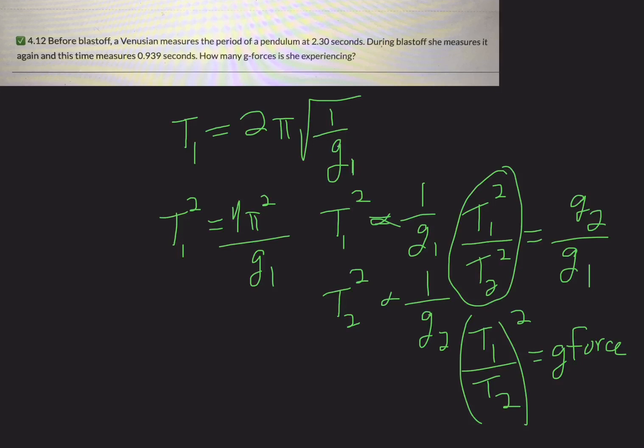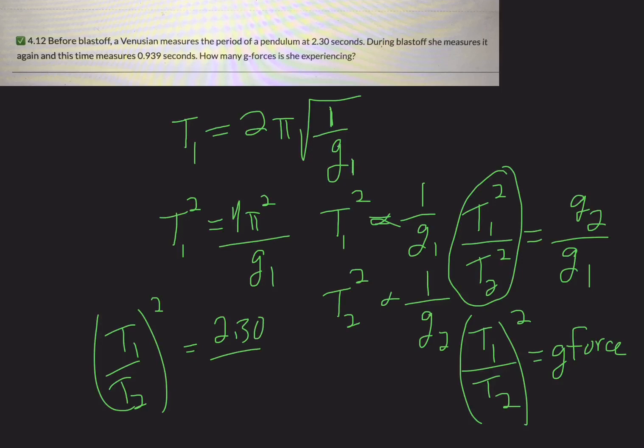I like this problem because a lot of you would solve it by putting in something for the length. You would have figured out what this gravity is, and then do it again for the other one, figure out what the new gravity would be, and then take that gravity divided by gravity 1. You would have done all that, but really all we need is this ratio. All we need to do is take period 1, divide it by period 2, and square it, and that's going to be your g-force.